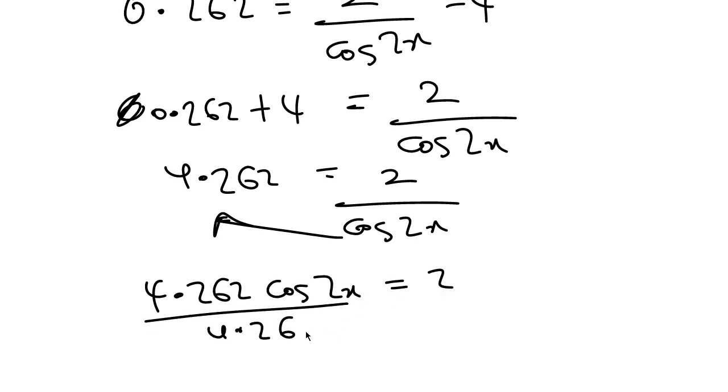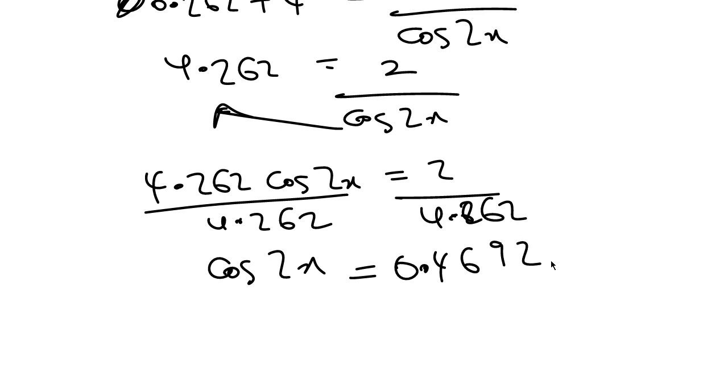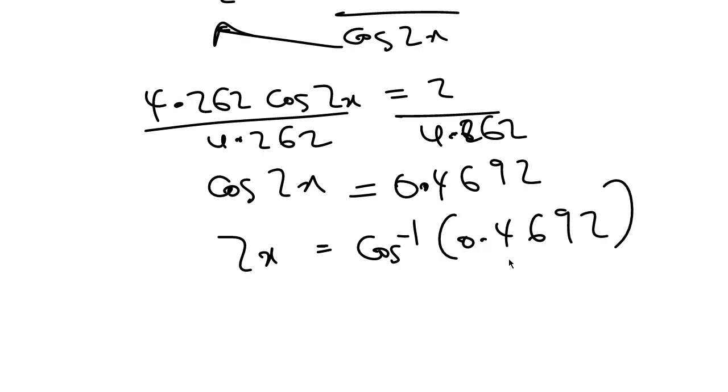And then dividing through by 4.262, we have that cos 2x is 2 over 4.262, that's going to be equal to 0.4692, right? And then 2x will be equal to the cos inverse of 0.4692, right? And that is 1.0824.